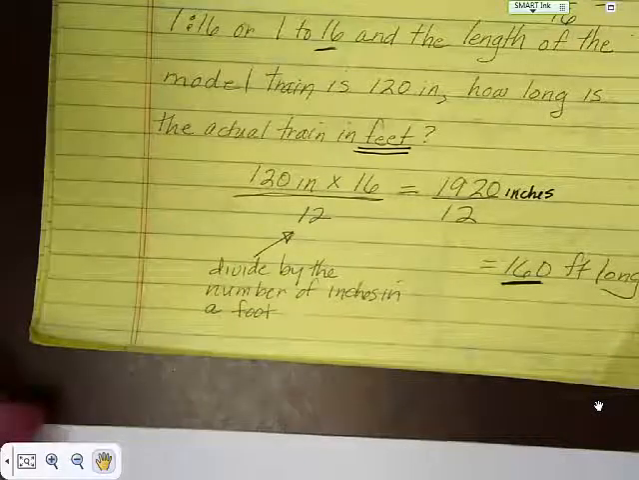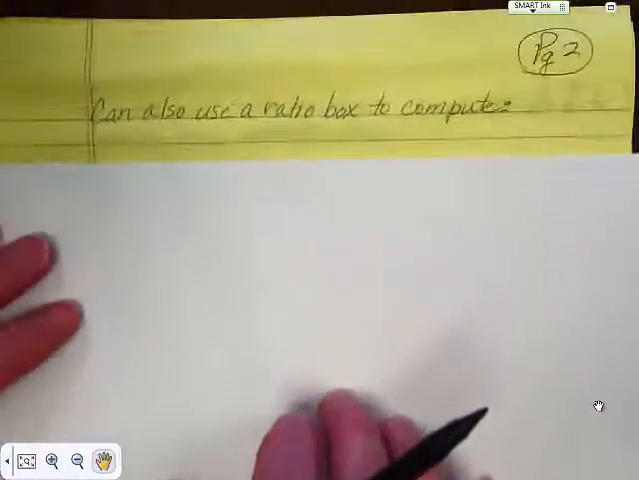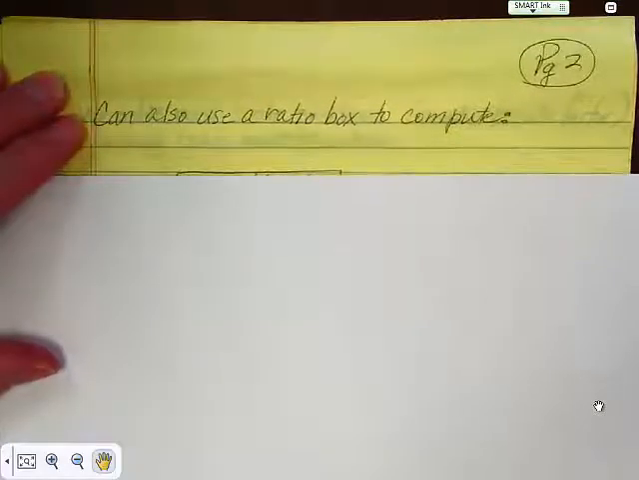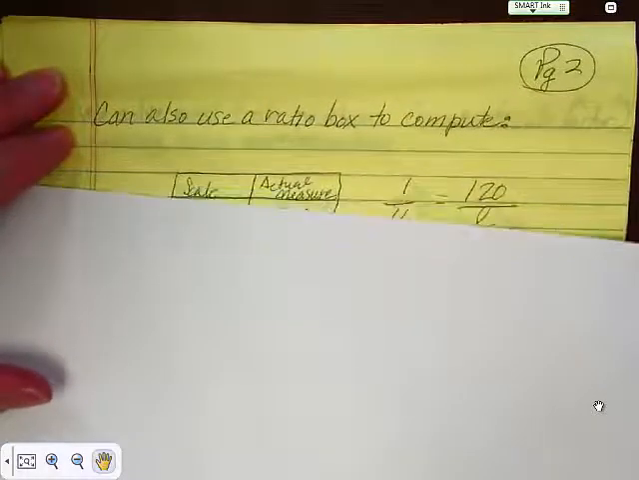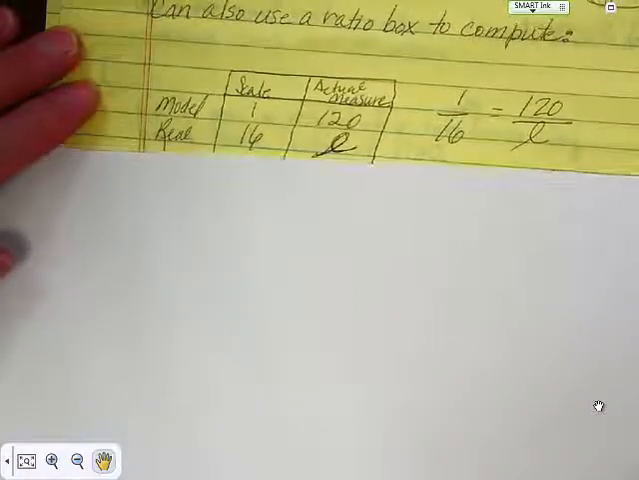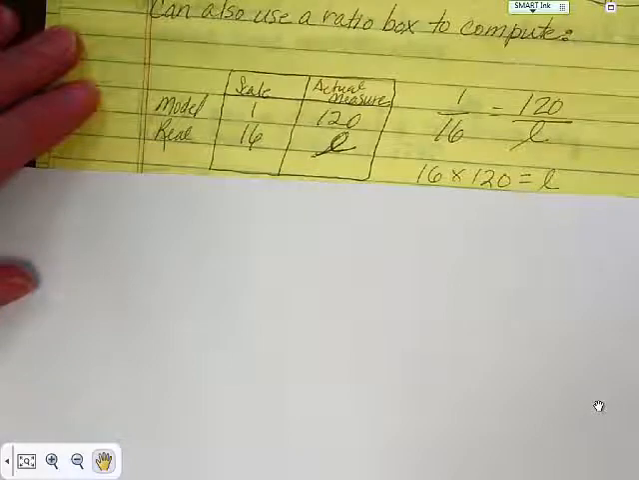So, not too bad, not all that hard. We do a lot of these. That's one of our favorite things that we do. Now, we can also use ratio boxes and ratios and scale factors to compute missing measures. You're going to have a lot of these. Some of them we call tree and shadow problems. Sometimes we just call them missing sides problems.